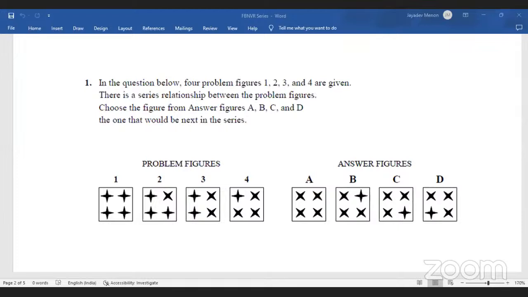Yes, very good. That's it. Option A is correct. If you are looking at the first figure, we have 4 plus. In the second figure, we have 3 plus and 1 star. In the third figure, 2 plus and 2 star. In the fourth figure, 1 plus and 3 star. So the number of plus is decreasing and the number of star is increasing. So in the next figure, there will be no plus and 4 star. So option A is our answer.